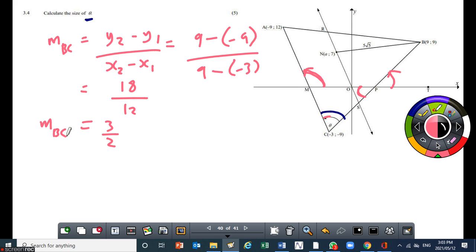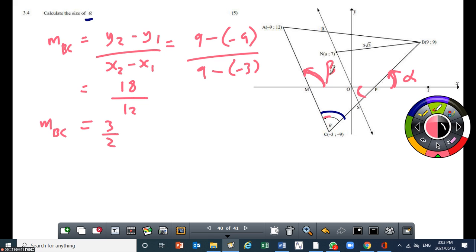So when you're answering a question like this, 5 marks, it's not easy to get those 5 marks. You must have a strategy as to how you are going to approach them. And what angles do you want? I'm just starting. I need the gradient of BC to calculate this angle here. That angle, let me call it alpha. And this one here, I'll call it beta. Make things easy.